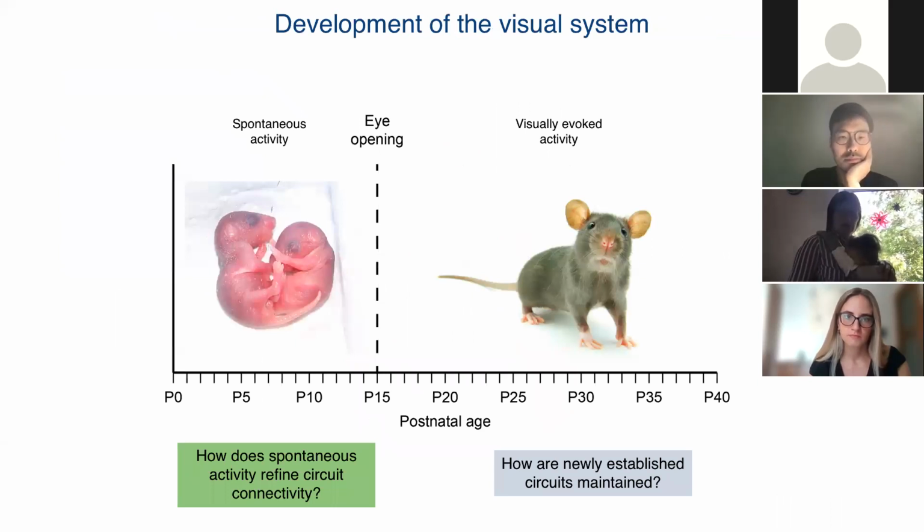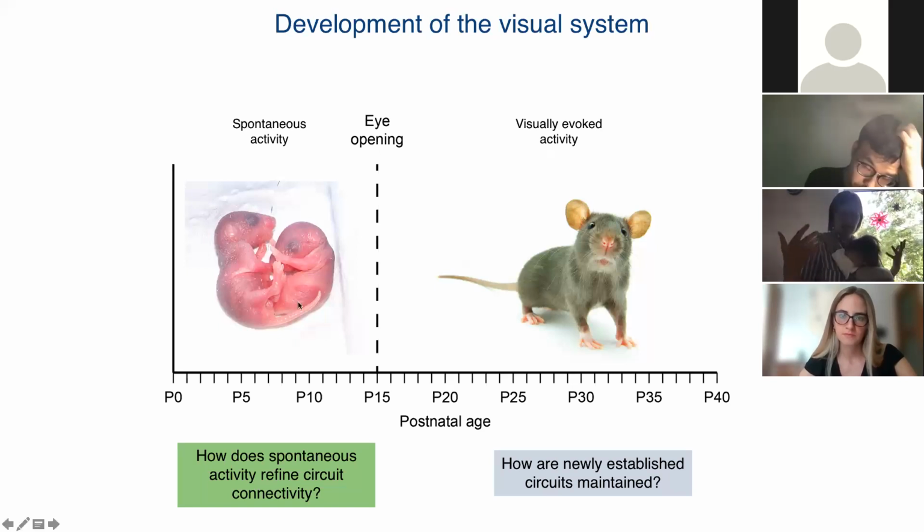So what I want to show you today are two examples of some recent work that we have done that address these ideas in the context of development. And I will do this in two different dichotomies. The first dichotomy is that I will address two different aspects of development. I will first address the stage of very early development, right before eye opening, when this spontaneous activity is very prominent. And I will ask exactly how these spontaneous activity patterns refine circuit connectivity.